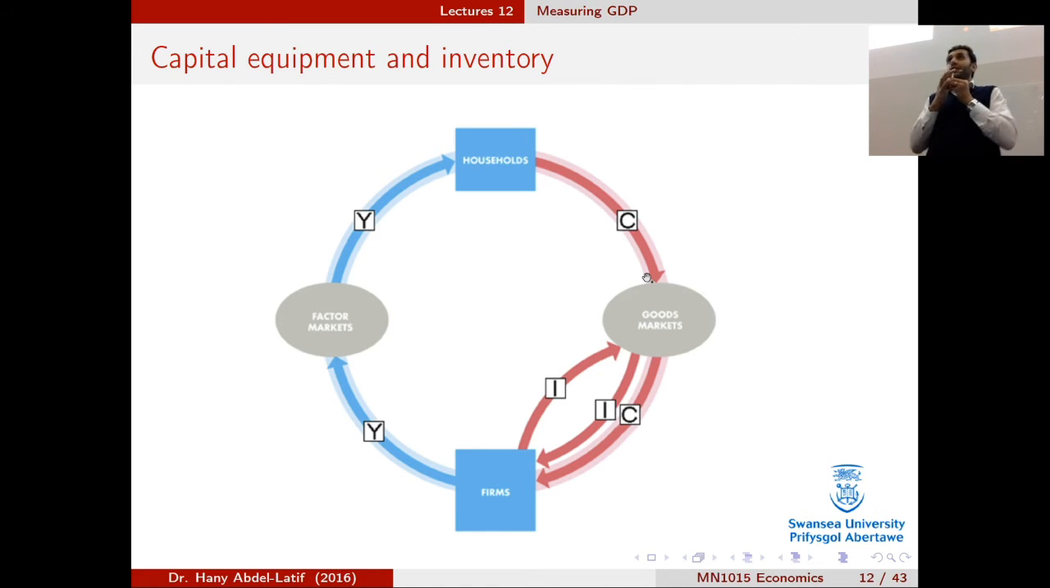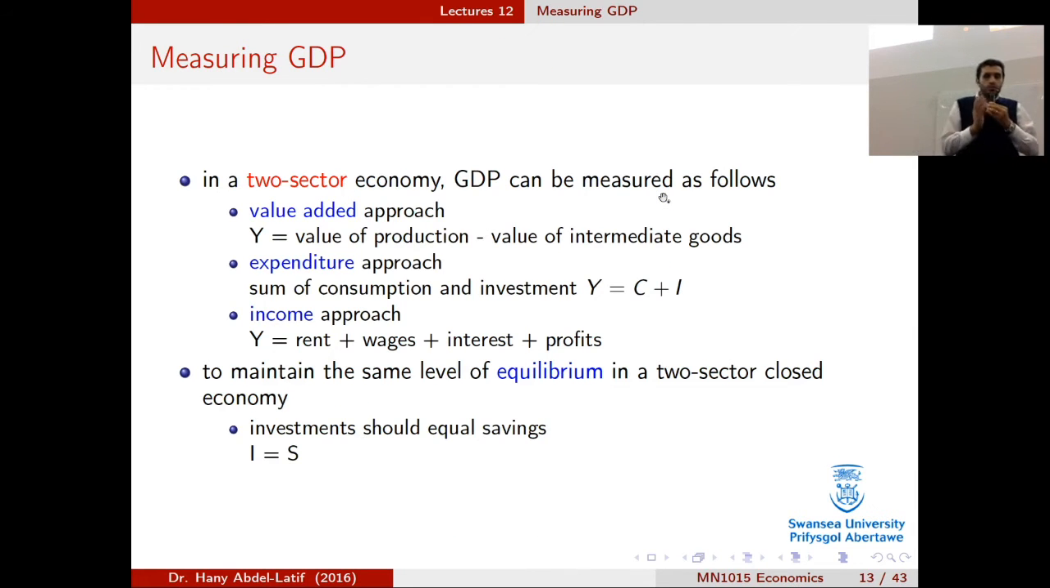So as long as saving equals investment, we will maintain the same level of equilibrium. So this flow will keep going at the same level. So that's the case with, as I said, the two sector case. And in that case, GDP could be measured by the value of Y.